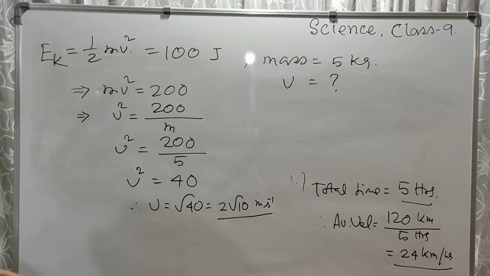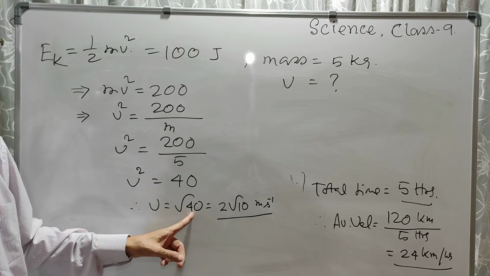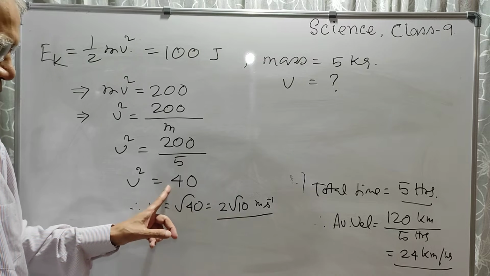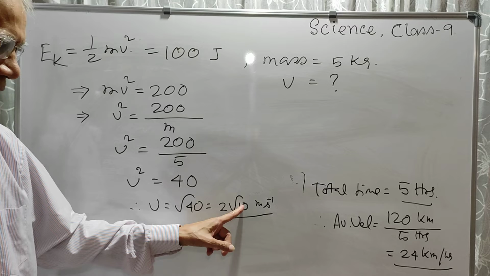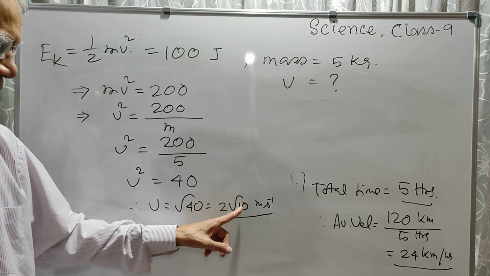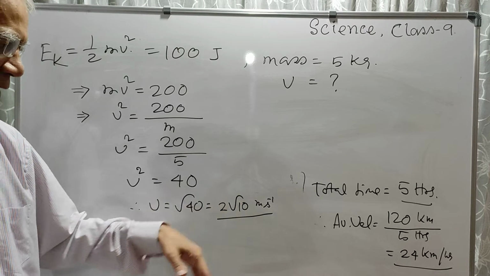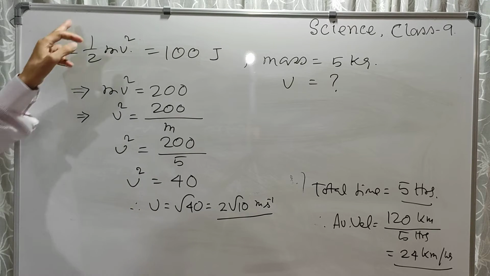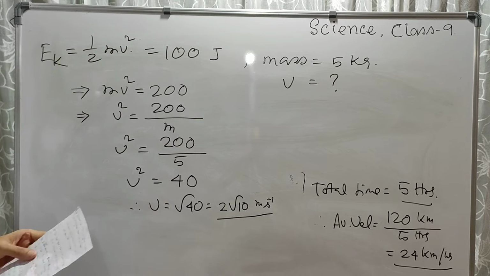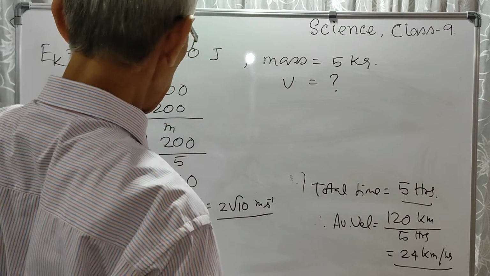Square root of 40: 40 is 4 into 10. The square root of 4 is 2, and 10 is not a perfect square, so the square root of 10 stays. So 2 root 10 meter per second. This is the answer, very simple, using the formula kinetic energy is half mv square. Now the next question is a graph.